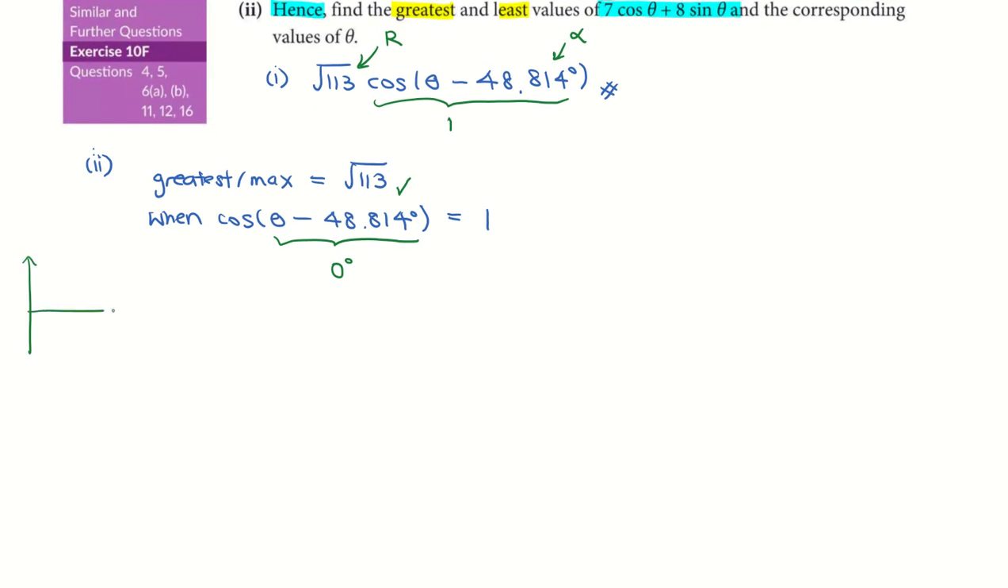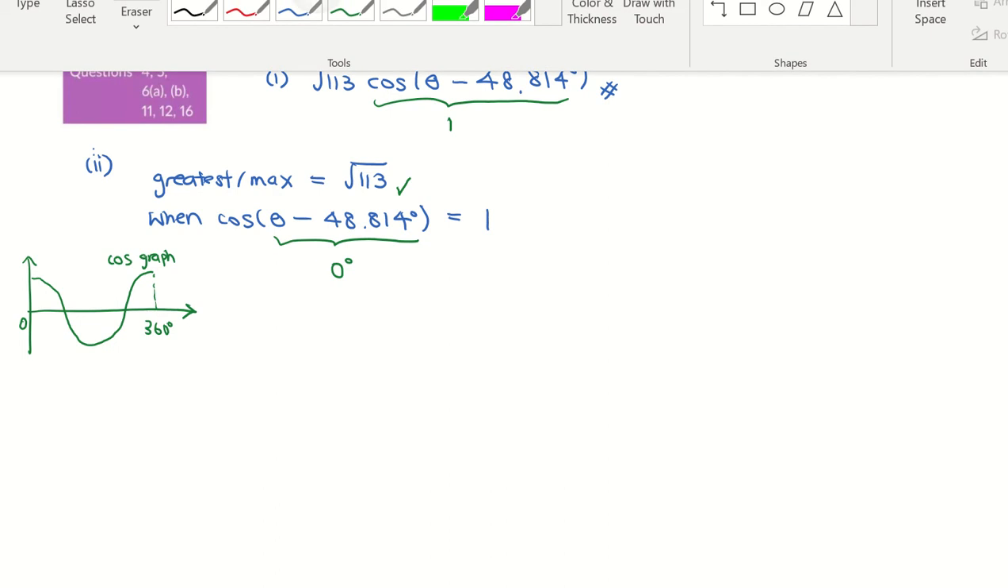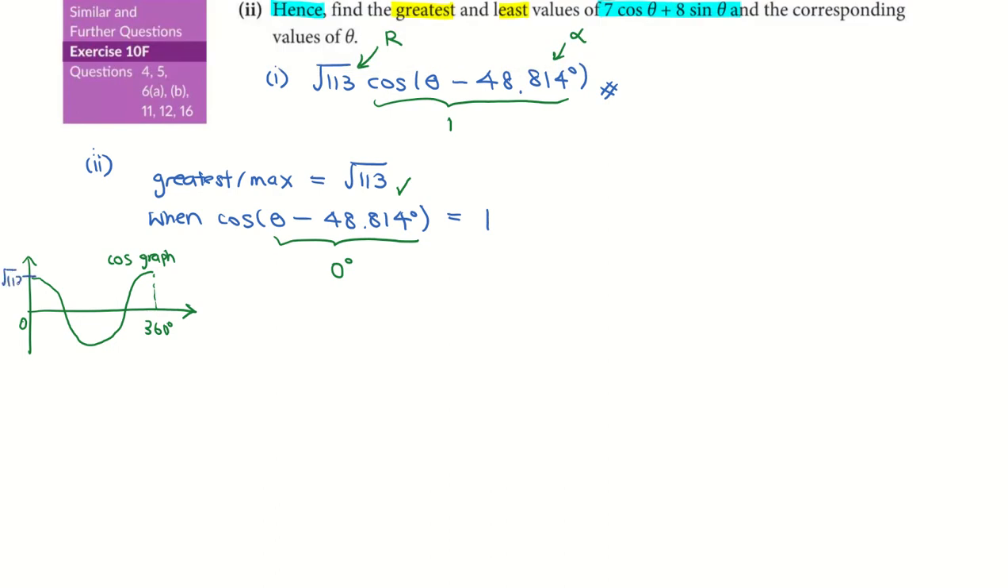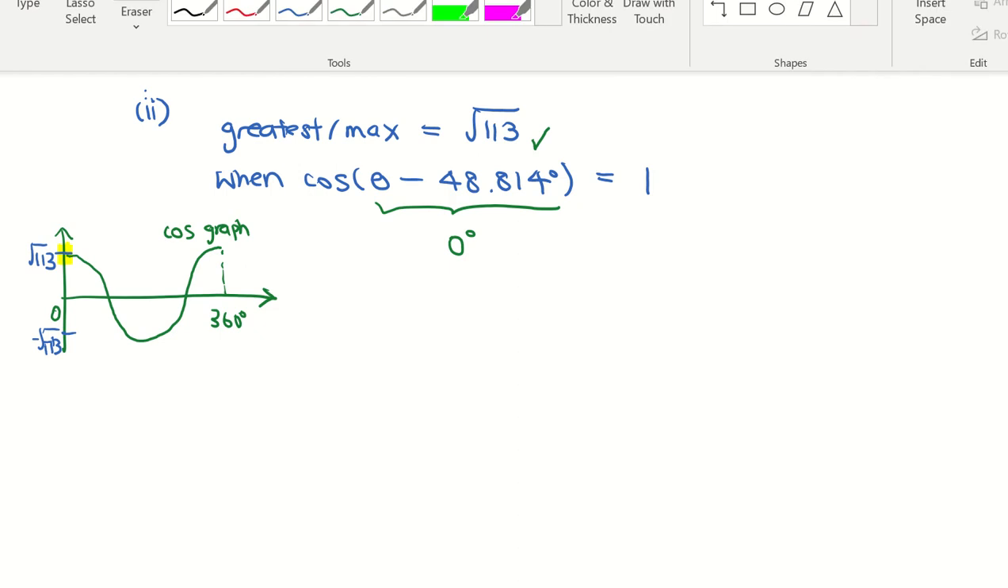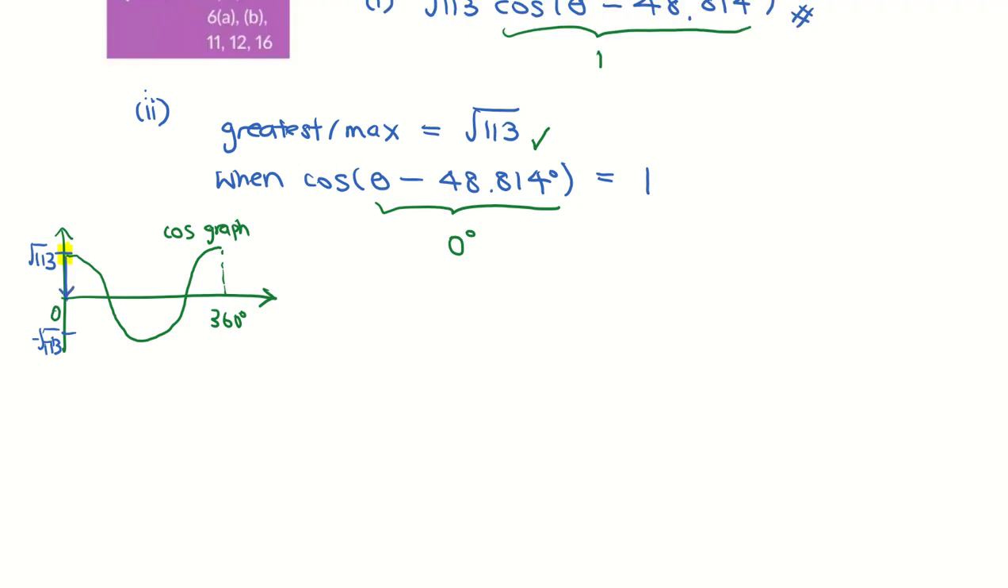So let's draw the cosine graph. This is the cosine shape. Starting from 0, 1 period, 360. This is the cosine graph. Okay, and there's a maximum, there's a minimum. Maximum, root 113. Minimum, later we will solve. But the maximum occurs at this point here, and the value of the angle is 0.